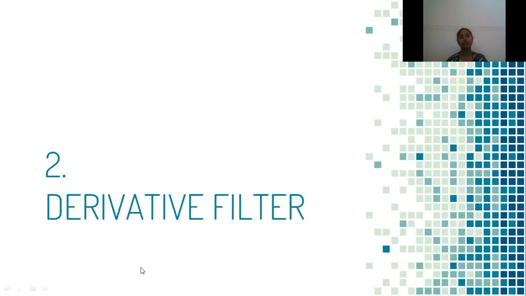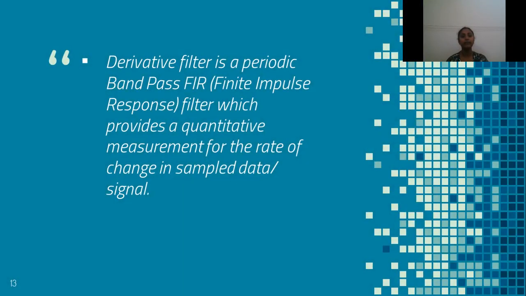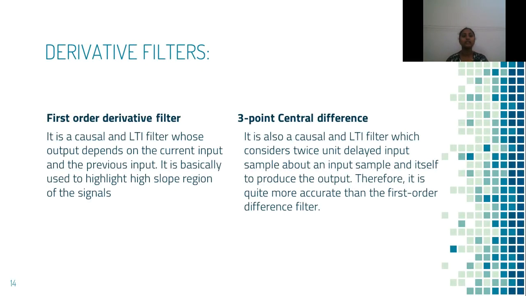Next we will discuss the derivative filter. A derivative filter is a periodic band pass filter, which is a finite impulse response filter that provides a quantitative measurement for the rate of change in sample data or signal. The use of this derivative filter can be seen as the rate of change of pixel in image processing. Here we will discuss two derivative filters: the first order derivative filter and the 3-point central difference filter. Let's first see the first order derivative filter.